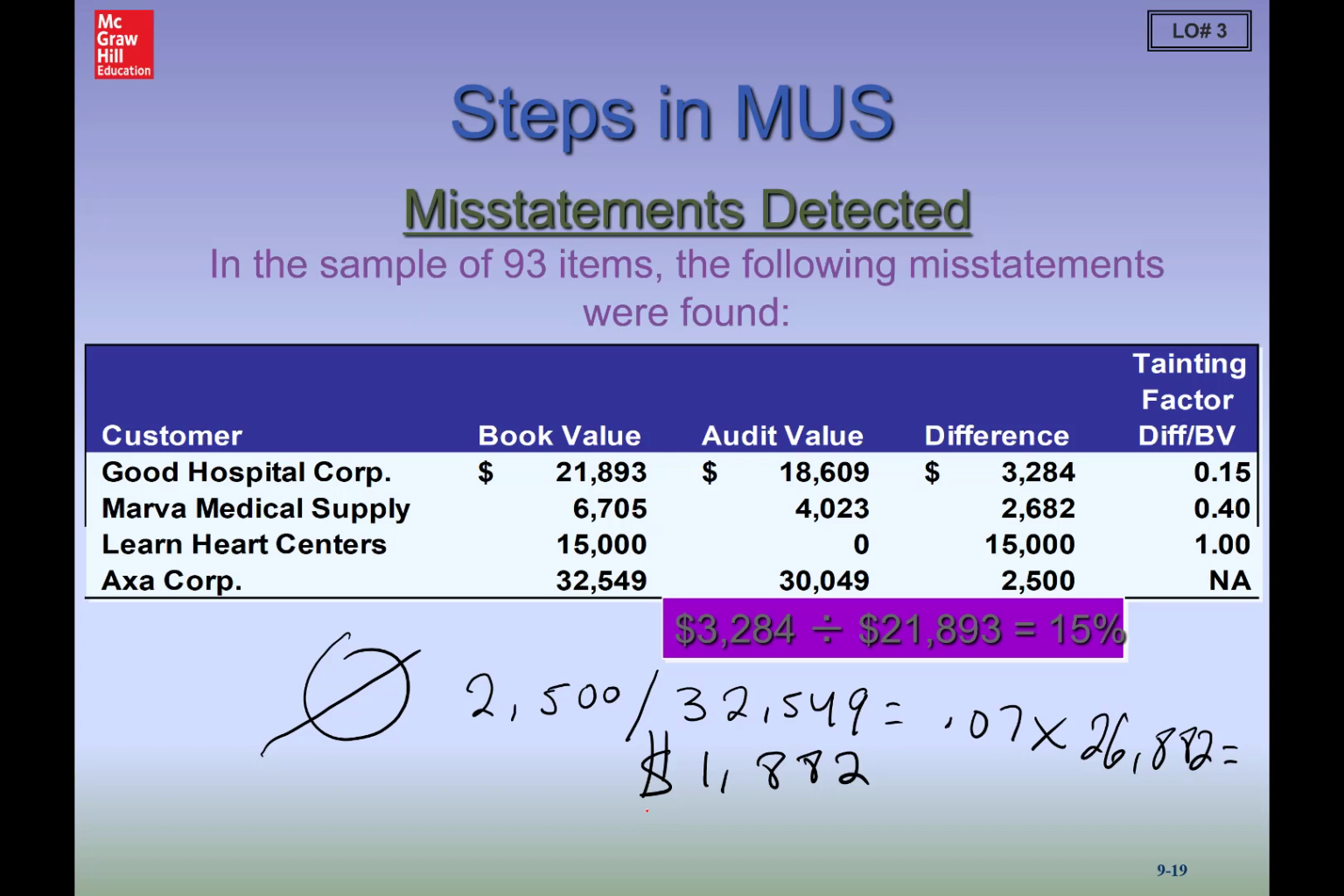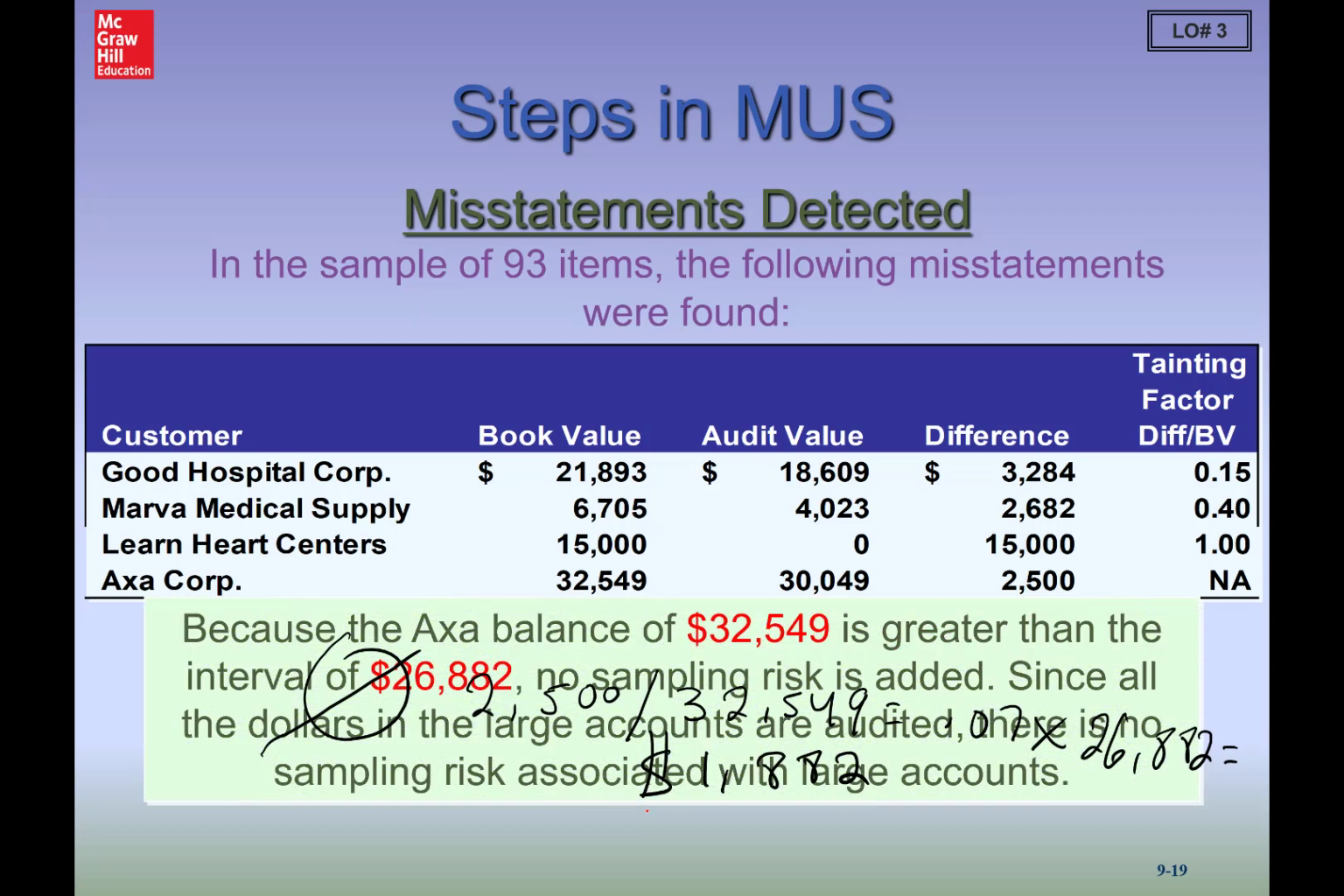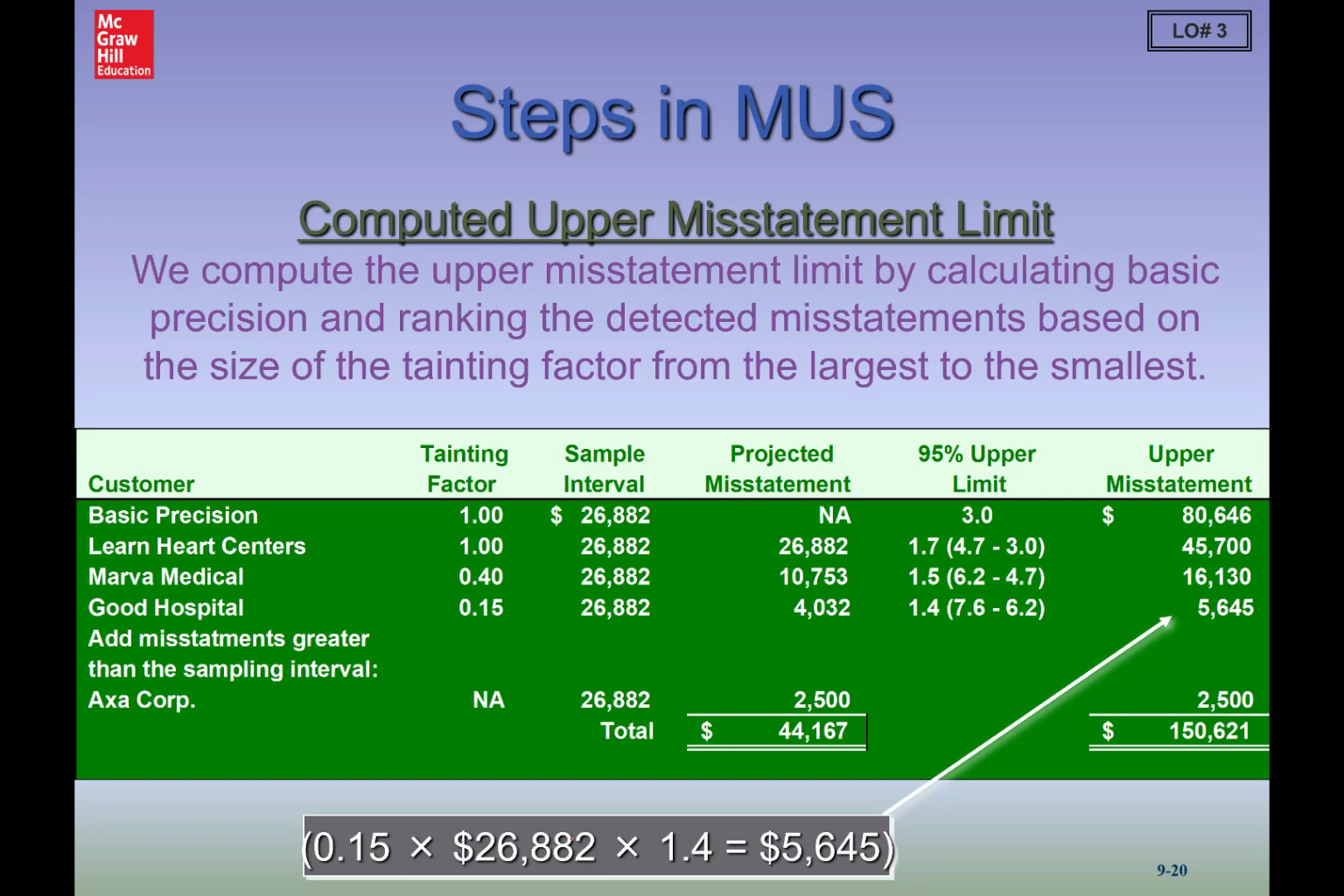What was our sampling interval here? Again, 26,882. This one was what? The book value was 32,000. Don't do the tainting, because you come up with weird results like that. Okay, good. Now, why would those go forward to the next slide? Oh, I see, because it's the same slide making the same point. Do not apply the tainting to that particular item. Okay, good.